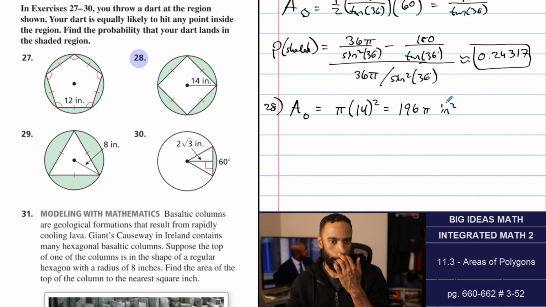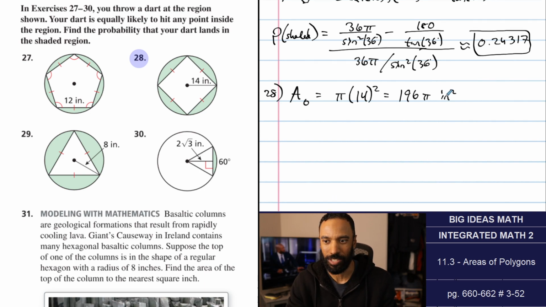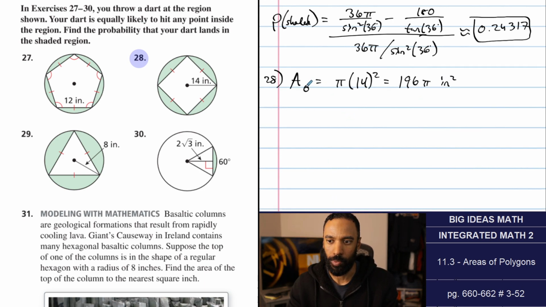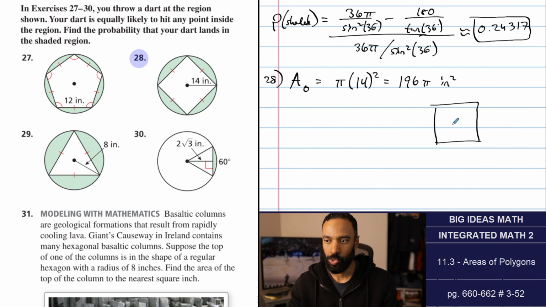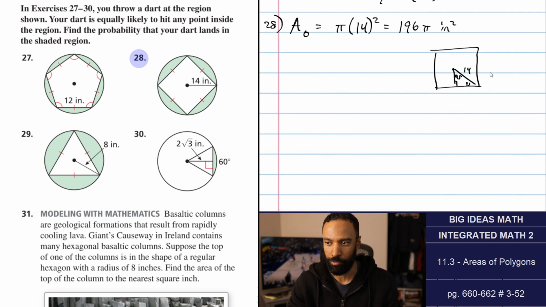And by the way, I don't know how much the units are going to matter because they're going to ask about probability, so we're going to divide those things later anyway. There's the area of the circle. That's what we'll divide out in the end. The area of the square, let's come up with that. In this one, we have a radius of 14, but a square has that 45, 45, 90 triangle ratio relationship.